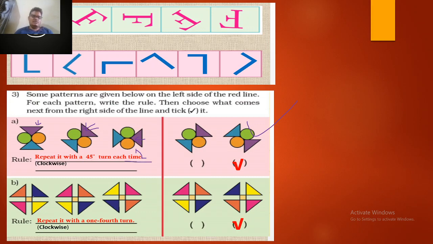In this way, this one also you have to solve with the rule, and you have to write which rule is going on. Look here, this color is here in the first step. In the next step, what happened? This color is here. In the next step, this color is here, and in the next step, this color will come to here. We can see here, so this will be the correct answer. And which rule will apply here? The total number of parts is 4, and out of 4 parts, 1 part is turned. So repeat it with a 1/4 turn, clockwise.